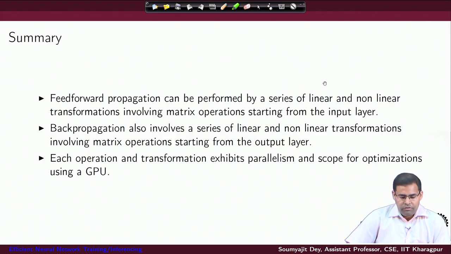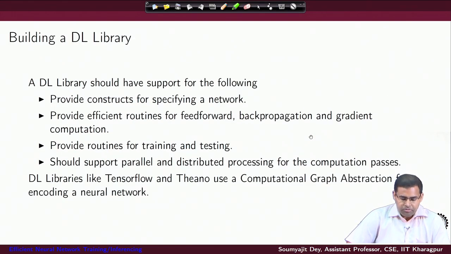So, this was our summary: whenever you are doing the feed forward propagation, it is a series of linear and nonlinear transformations, essentially all matrix operations, and during the back propagation you also have a series of such transformations, but they start from the output layer towards the frontal layers. So, that is why it is back propagation, and we want to do all those things using the parallelism that is available in the GPUs, right.